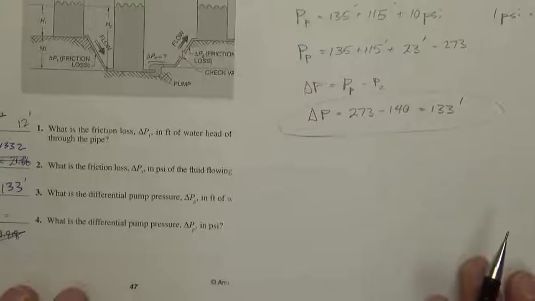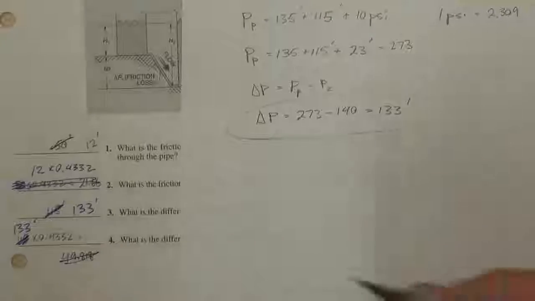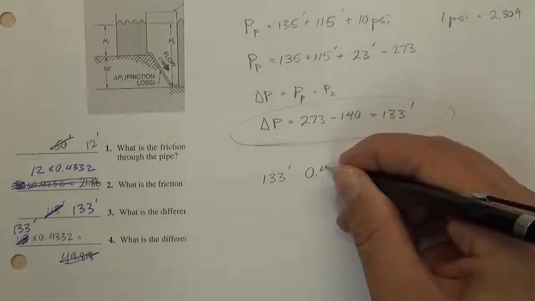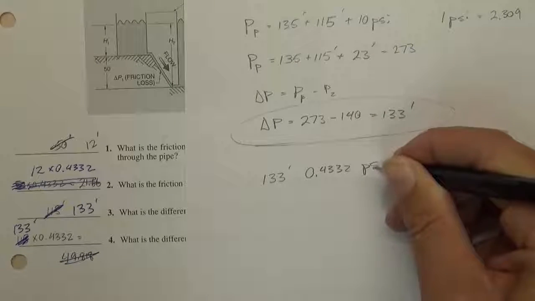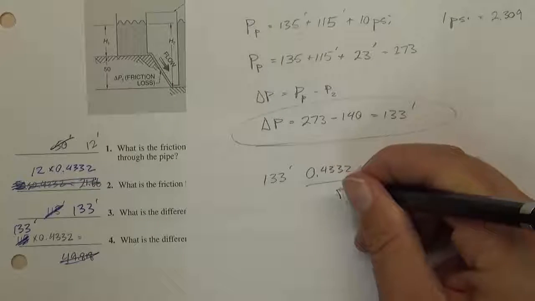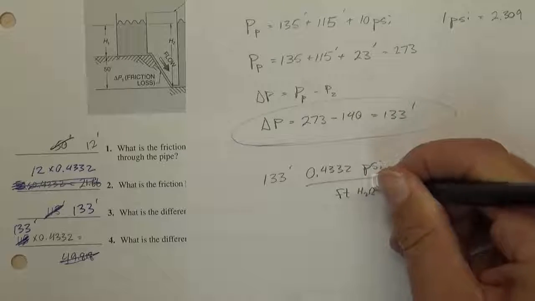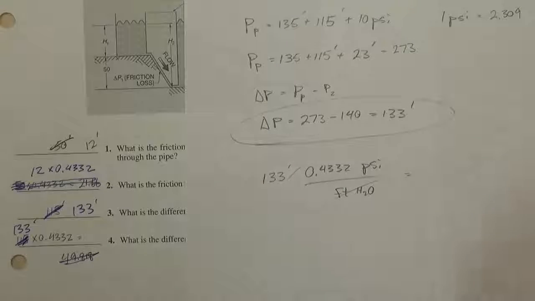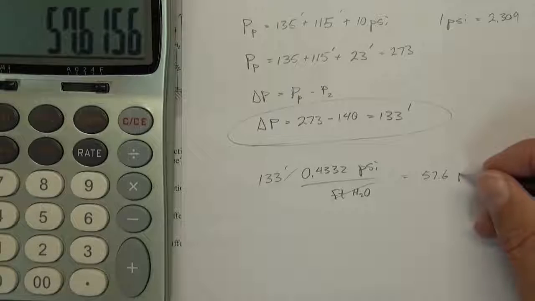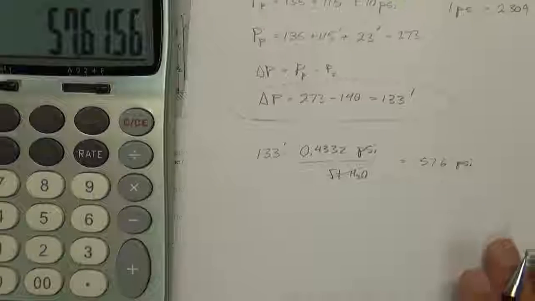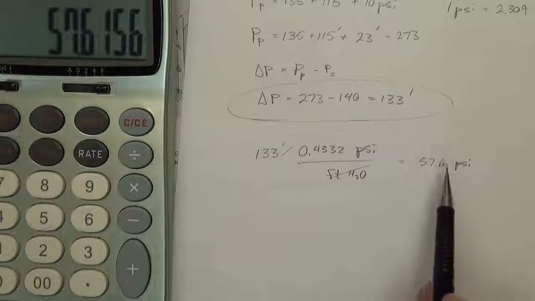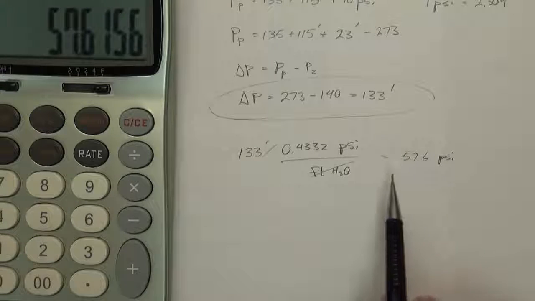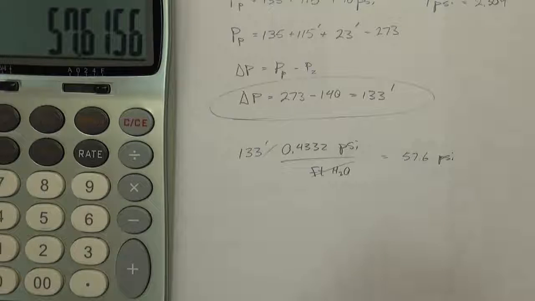Now when we go to convert that into differential pump pressure in PSI, that's just really straightforward. 133 feet times 0.4332 psi per foot H2O. And I didn't write feet H2O, but these are going to cancel, and I'm going to be left with units of psi. So the differential pressure between the pump inlet and the pump outlet is 57.6. So the pump outlet is 57.6 pounds higher than the pump inlet.